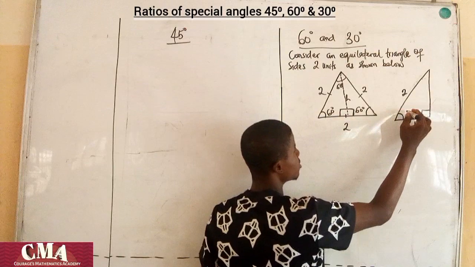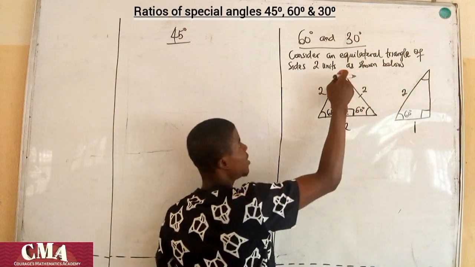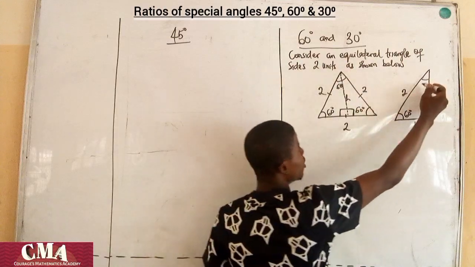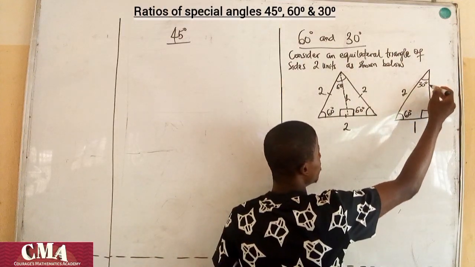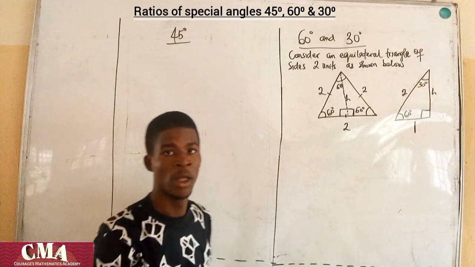The angle here is 60 degrees. Now, what of the angle here? I have shaded 60 degrees into 2. So here becomes what? 30 degrees. Here is the height or the altitude of the triangle.